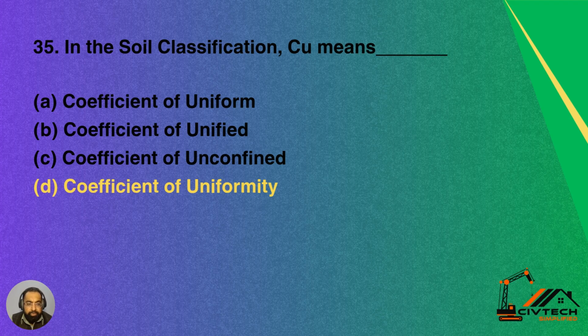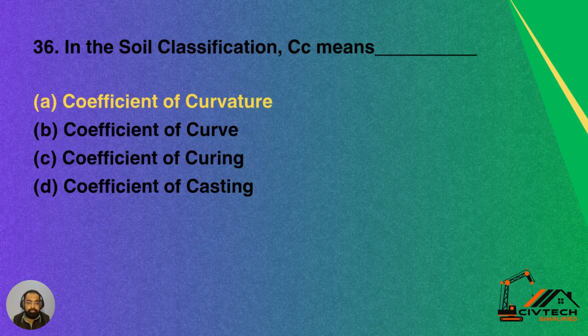Question 35. In the soil classification, CU stands for CU. Option A, coefficient of uniform. Option B, coefficient of unified. Option C, coefficient of unconfined. Option D, coefficient of uniformity. So CU stands for coefficient of uniformity. Option D is the correct answer for this question.